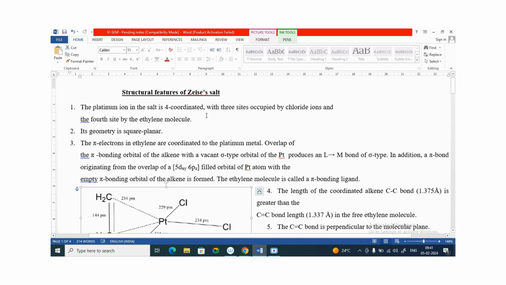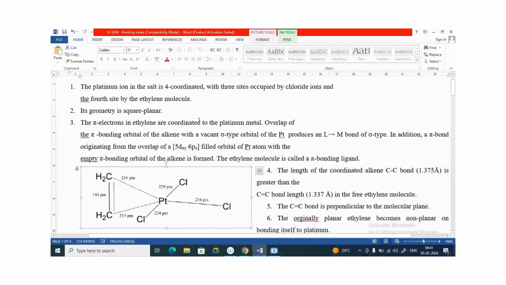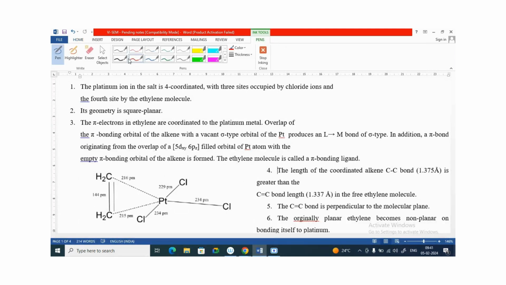In this Zeise's salt, you can look at this complex, this diagram. In this diagram, we have the structure of Zeise's salt. In this Zeise's salt, the central metal atom is platinum, and this platinum ion has 4 coordination bonds with 3 chloride ligands and 1 ethylene molecule.